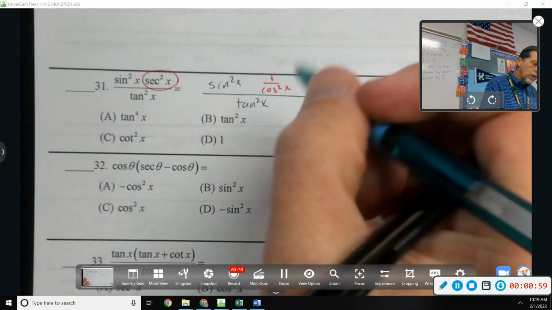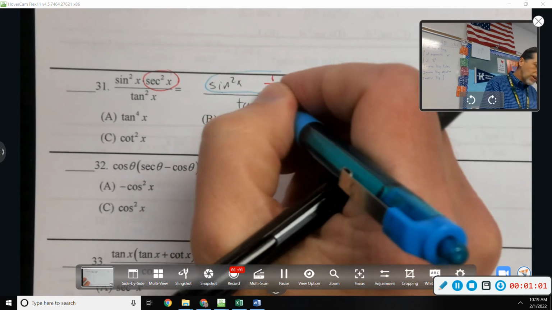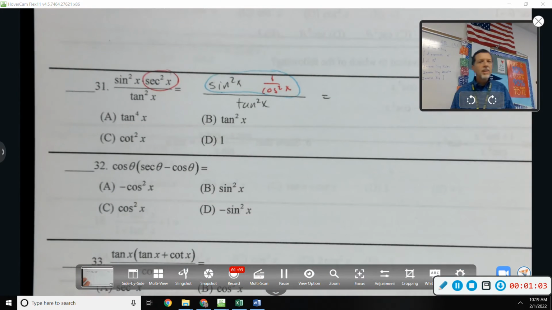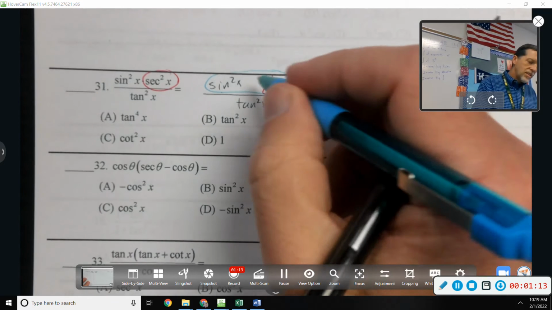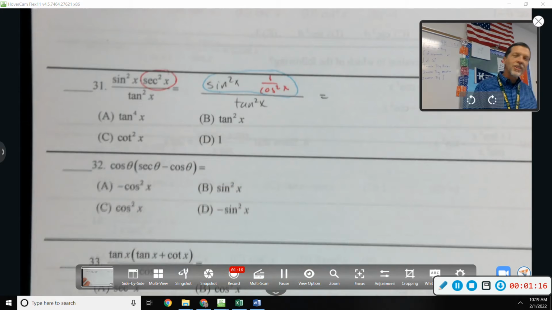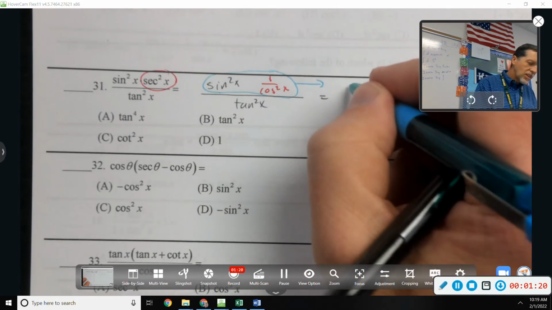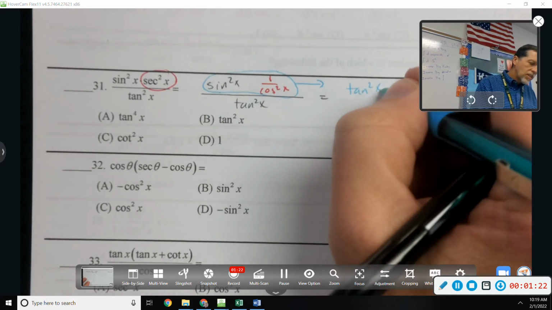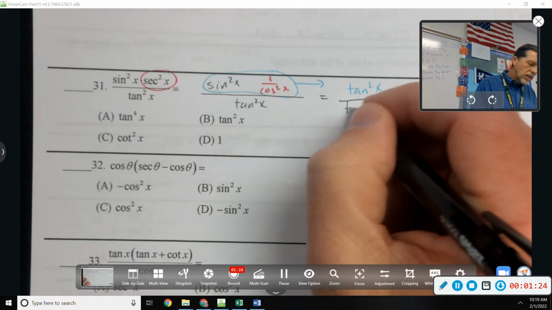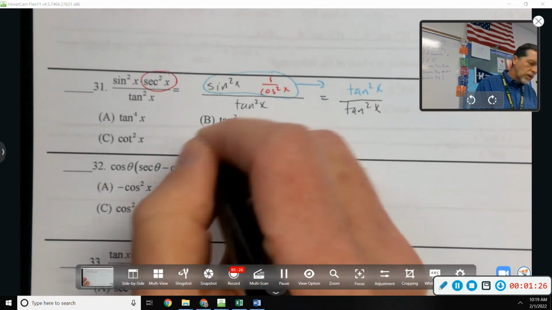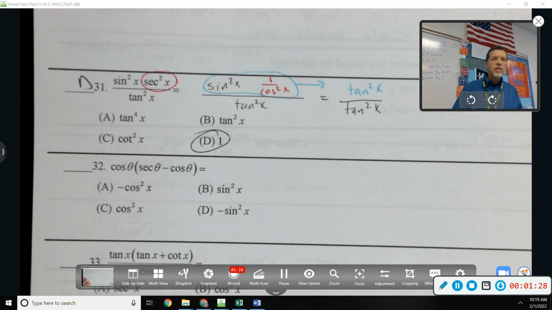Well, look at the numerator. I have sine squared over cosine squared. What's that equal to? Sine over cosine? Especially look in the bottom and look at your answer choices. Tangent. Sine over cosine is tangent. So the top is tangent squared, and the bottom is tangent squared. So the answer is 1.